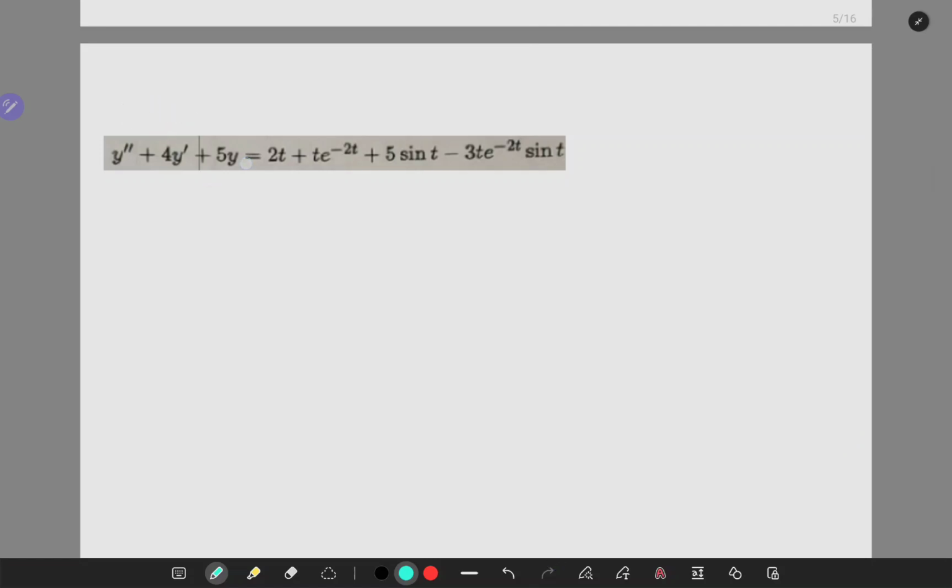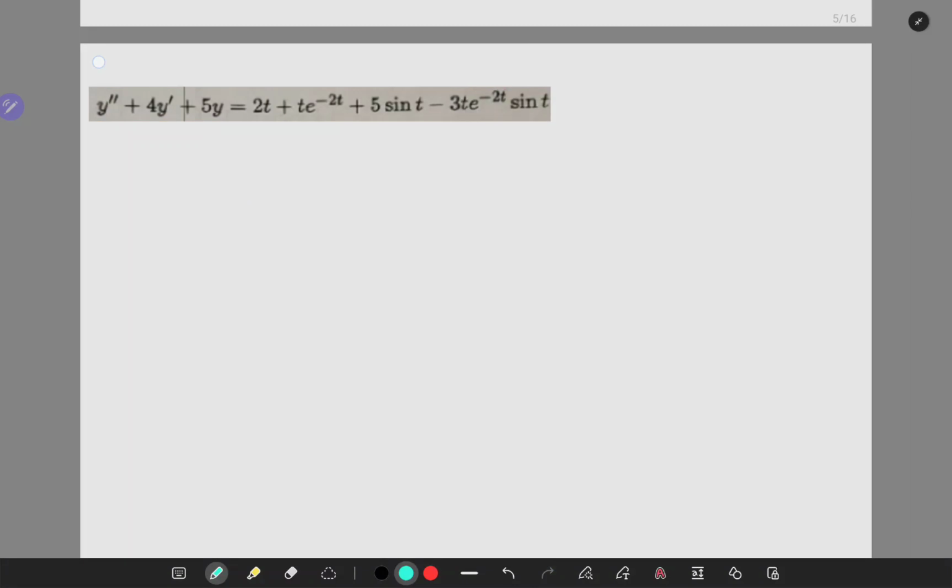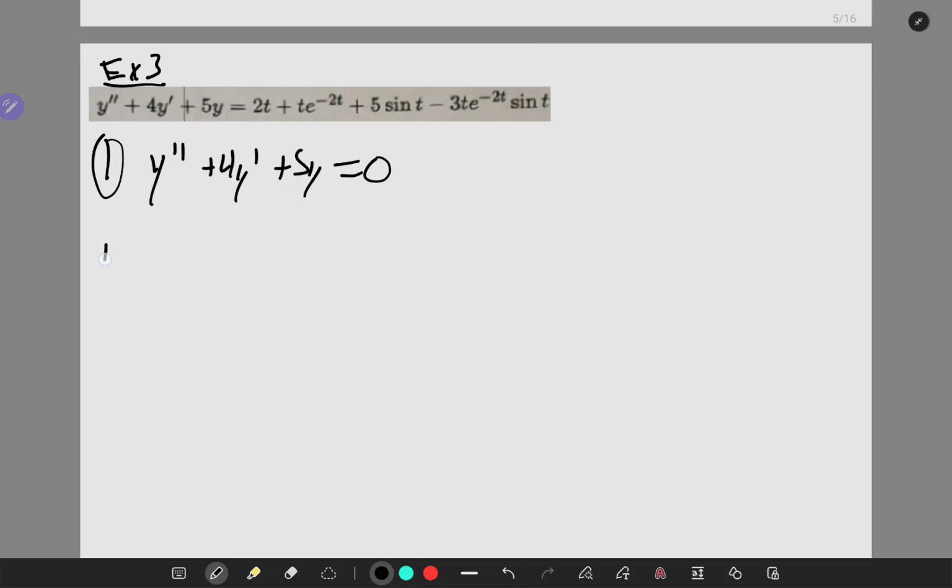Let me move this up. Example 3. So that's a pretty long g of t, right? Well, step 1, solve the homogeneous equation. Now this would just represent, remember, propose y equals e to the rt. Take the first, second derivative, plug them in, cancel the e to the rt's. We're left with r squared plus 4r plus 5 is equal to 0.